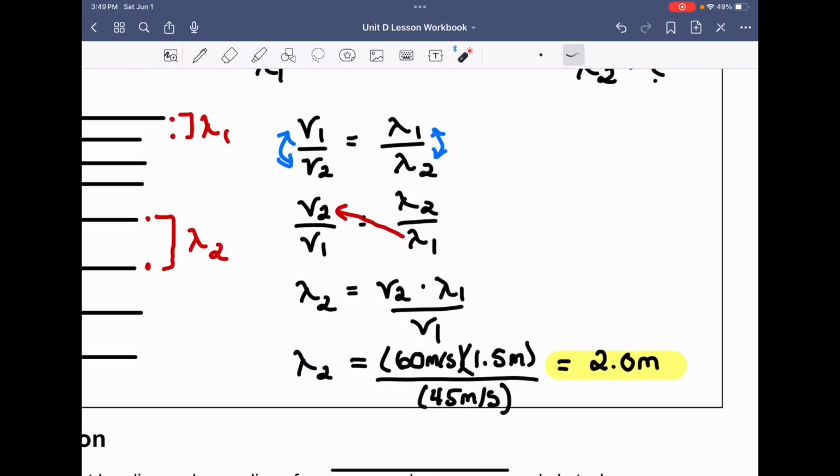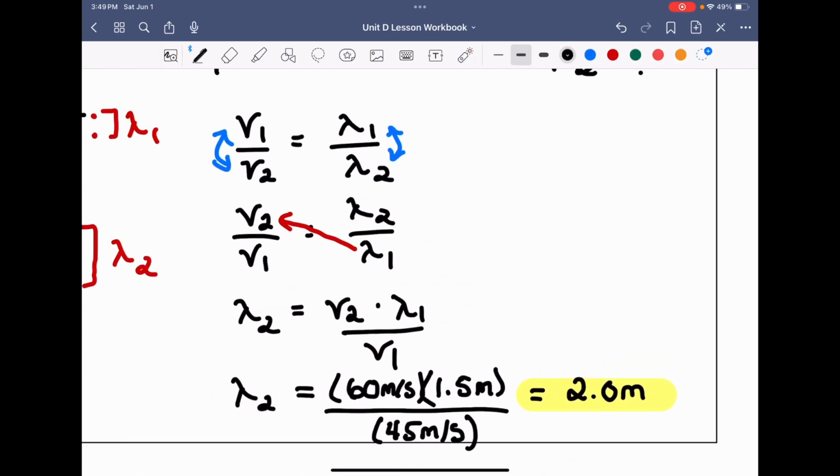So now our job, if we wanted to do an extra extension to this problem, not saying it was asked, is to use the universal wave equation: frequency times wavelength equals the speed. I can isolate this for frequency, which is equal to the speed over the wavelength.